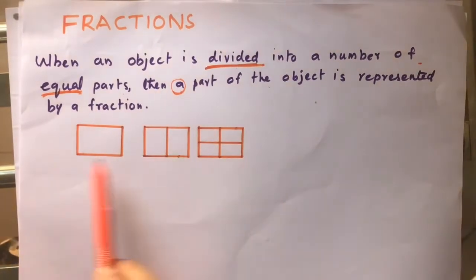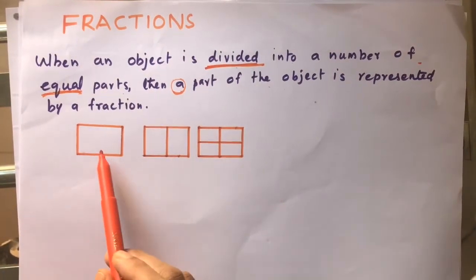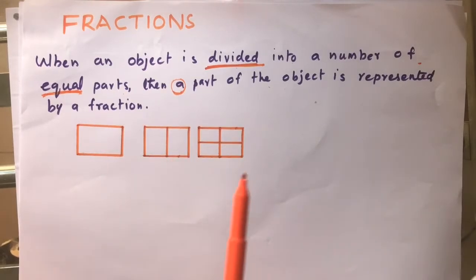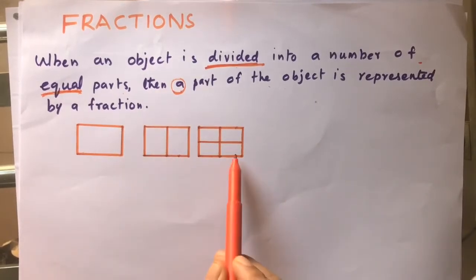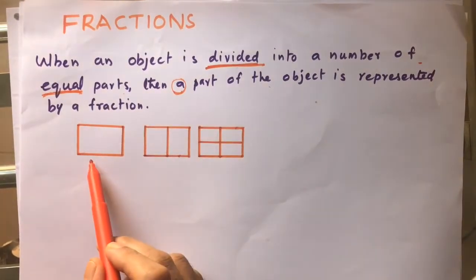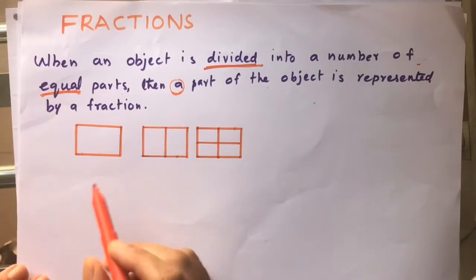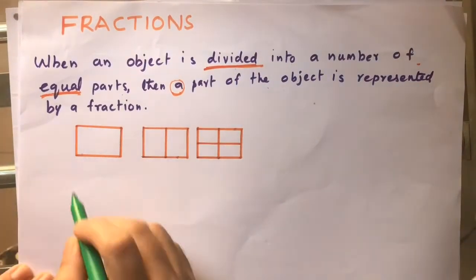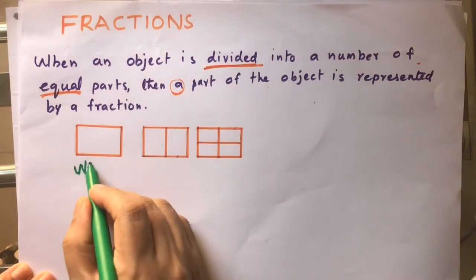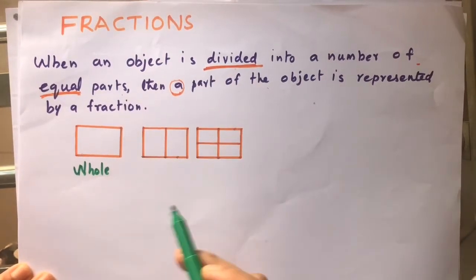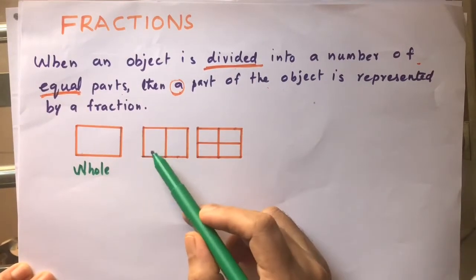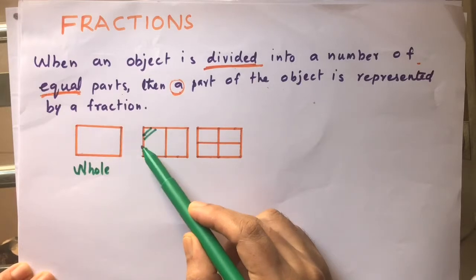Let's see through this figure. Here I have drawn three rectangles of the same size. The first one represents a whole. That means it is not divided. It's a whole. In the second one, I have divided it into two parts. Then I am shading it now.